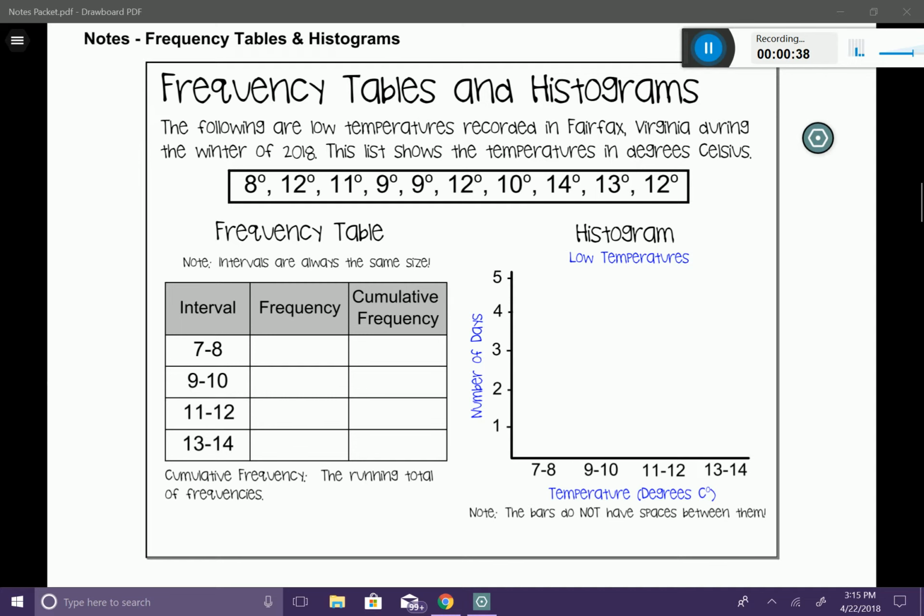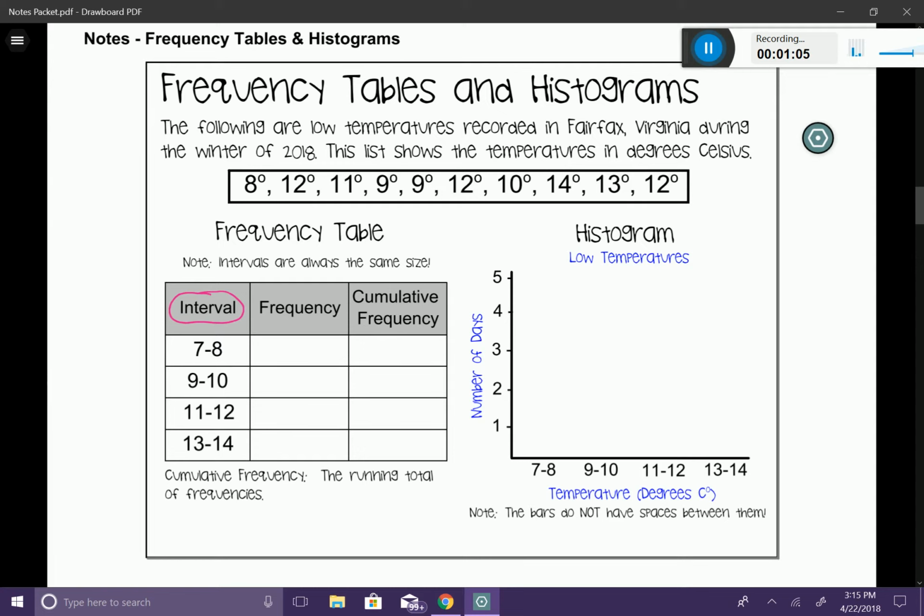You can see that the first column in my frequency table is the interval. A frequency table is always broken up into equal sections of intervals. You can see that I have 7 and 8, 9 and 10, 11 and 12, 13 and 14. Each of my intervals has two numbers within it. Sometimes it might have 3 or 4 or 10. It doesn't really matter as long as each interval has an equal amount of numbers.